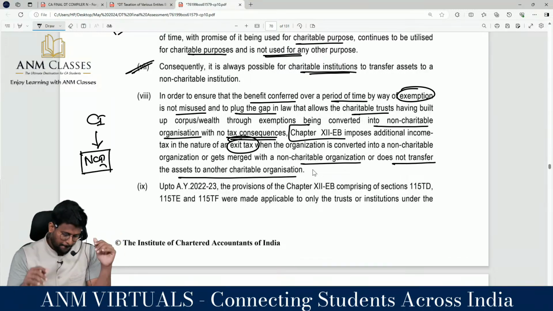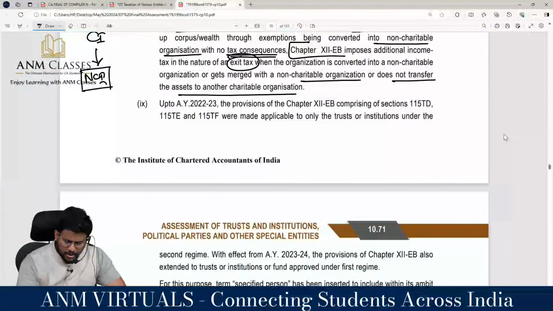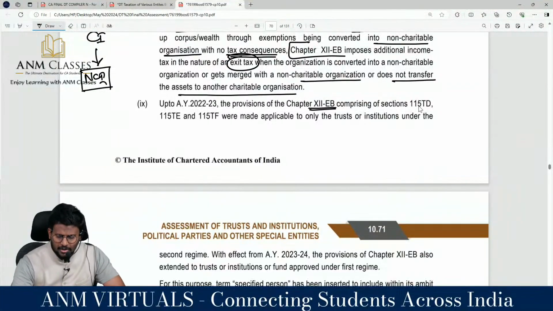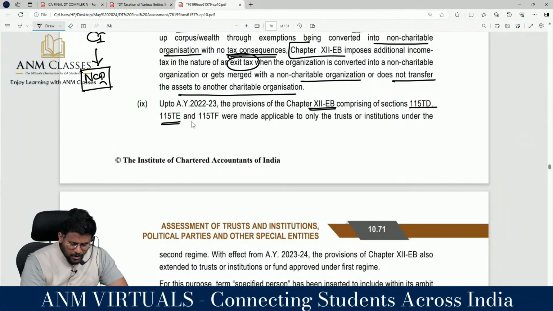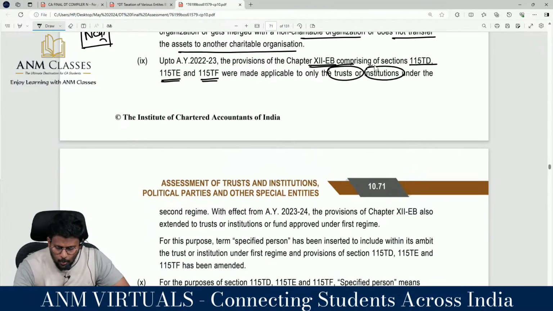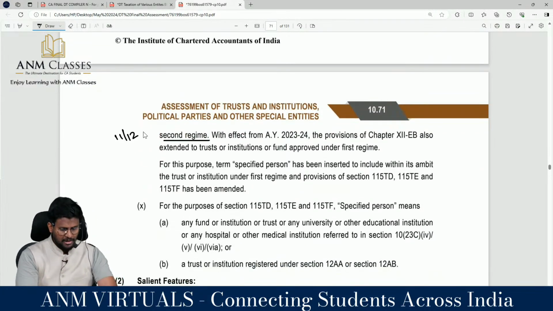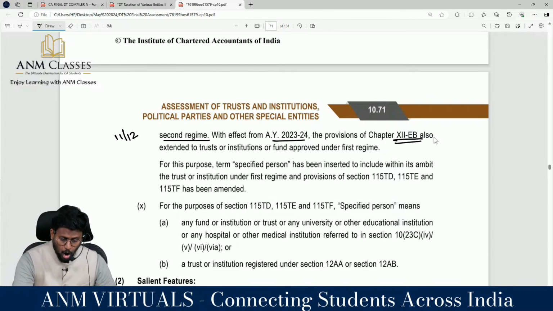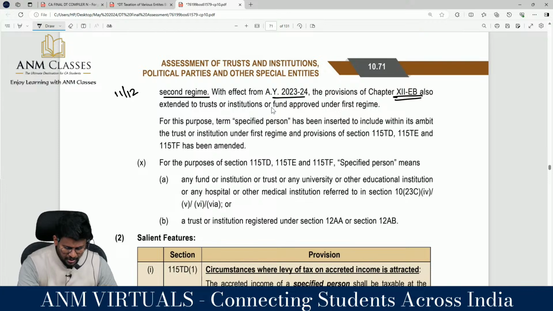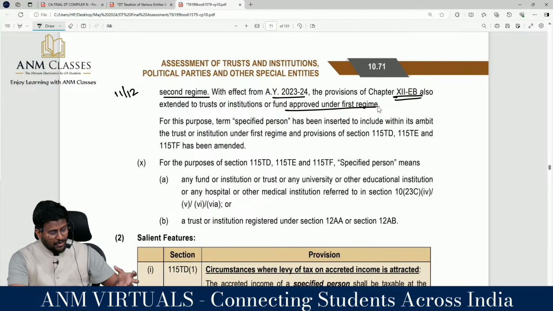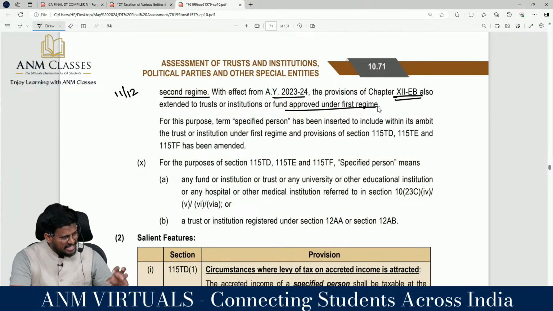This is the background. Up to assessment year 22-23, the provisions of Chapter 12EB, comprising 115TD, 115TE and 115TF, were applicable only to the trusts under the second regime, that means 11 and 12. But with effect from assessment year 23-24, the provisions of Chapter 12EB are also extended to trusts or institutions or funds approved under the new regime. That means even now it is applicable to 10(23C) series organizations also.